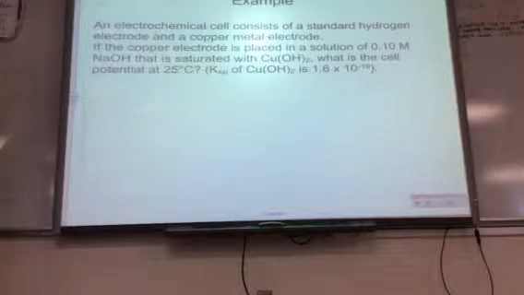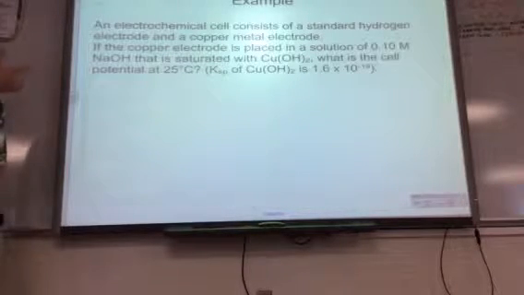An electrochemical cell consists of a standard hydrogen electrode, and a copper metal electrode. Okay, so it turns out to be the same reaction as the last one. But then it goes downhill. If the copper electrode is placed in a solution of 0.1 molar sodium hydroxide that is saturated with copper hydroxide, what is the cell potential then at 25 degrees? Then they give you a Ksp value for copper hydroxide.